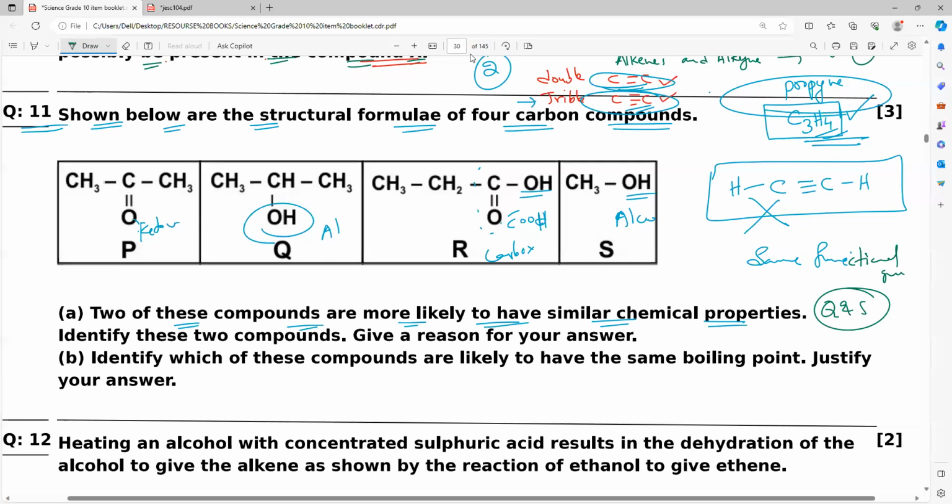Identify these compounds. Give a reason for your answer. What is your answer? Anybody? I already said they belong to the same functional group. Which functional group? Alcohol. Over. Next.